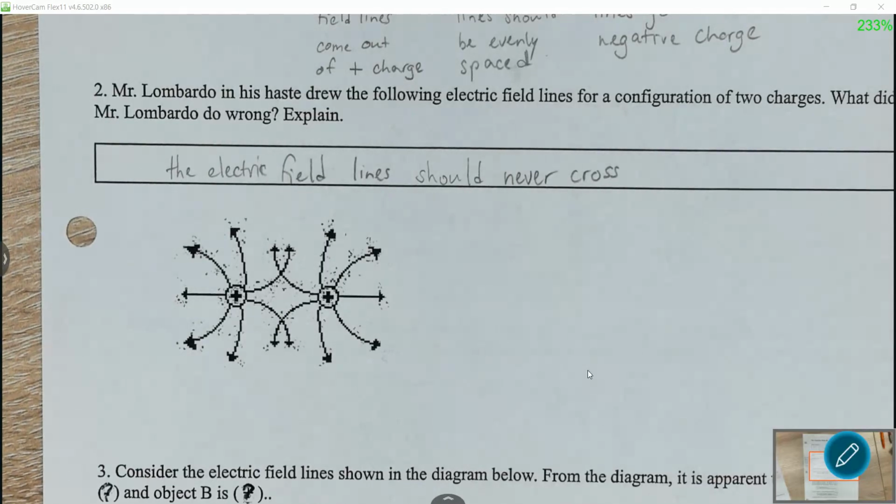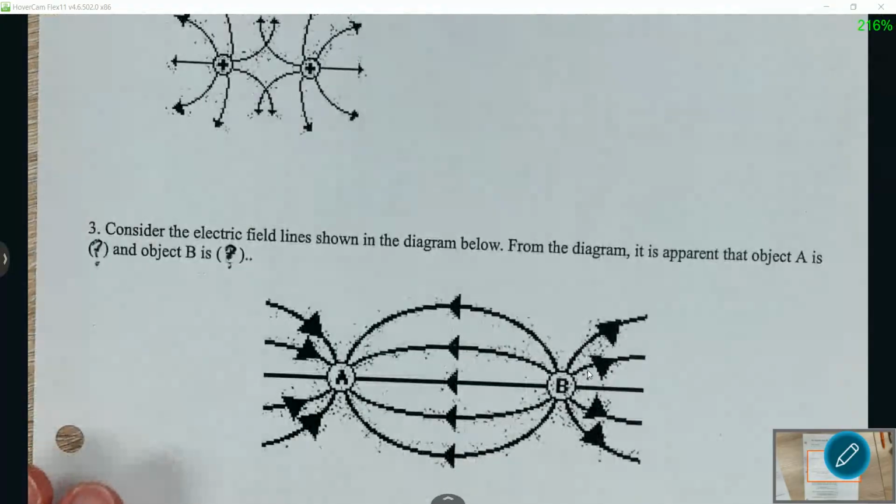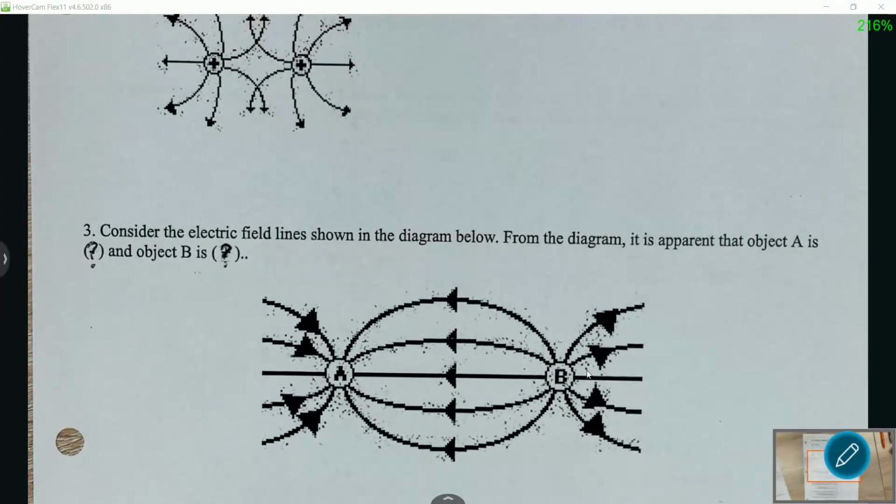Now, in number 3, we have this picture here. It says, consider the electric field lines shown in the diagram below. From the diagram, it is apparent that object A is blank and object B is blank. Can you tell what charge is what based off of our rules? A is positive, B is negative. Why is A positive and B negative?